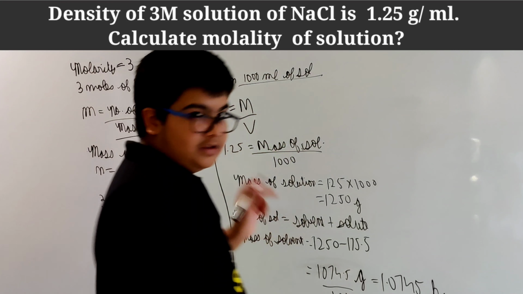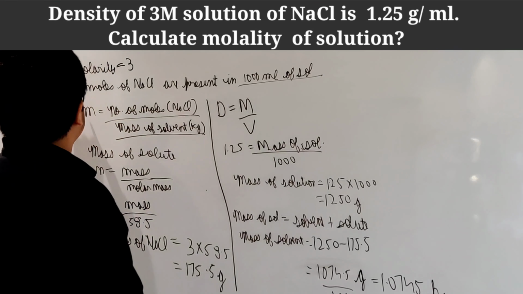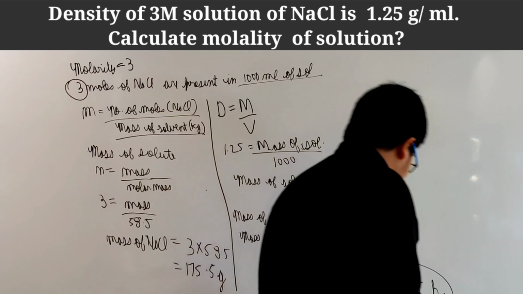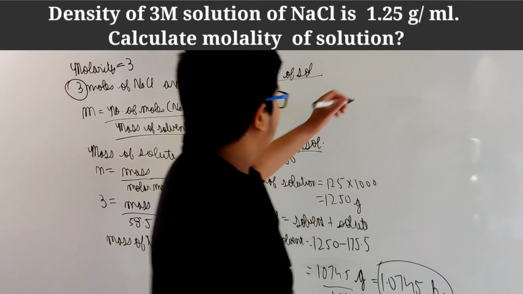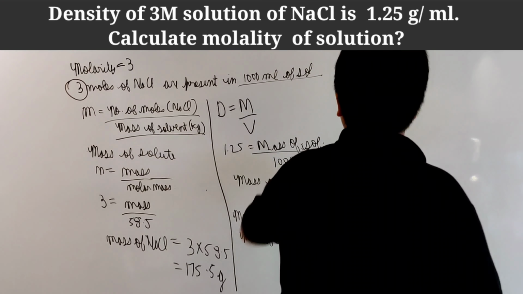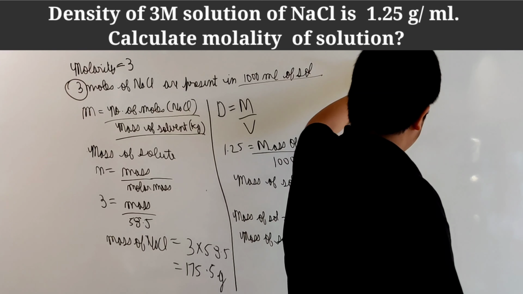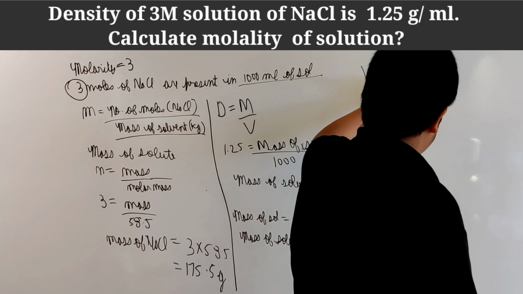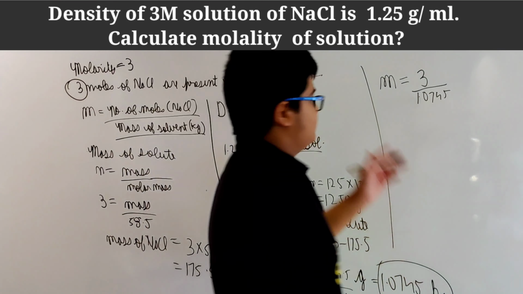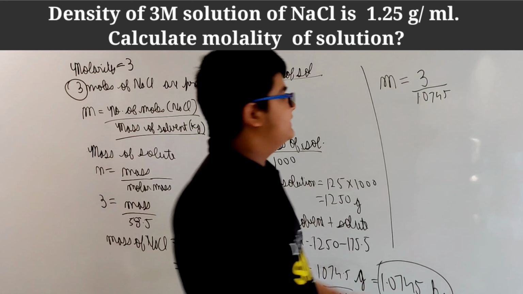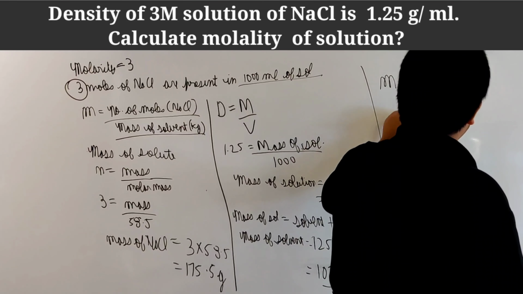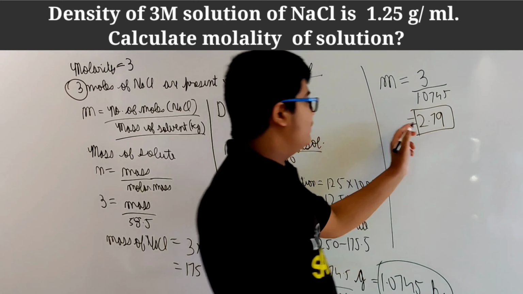So now we have both the things, that is the number of moles of solute and the mass of solvent in kg. Now we just have to apply the molality formula. So molality will be equal to number of moles of solute, that is 3, divided by mass of solvent, that is 1.0745. Just do the calculations and you will get 2.79. So the molality of the solution is 2.79.